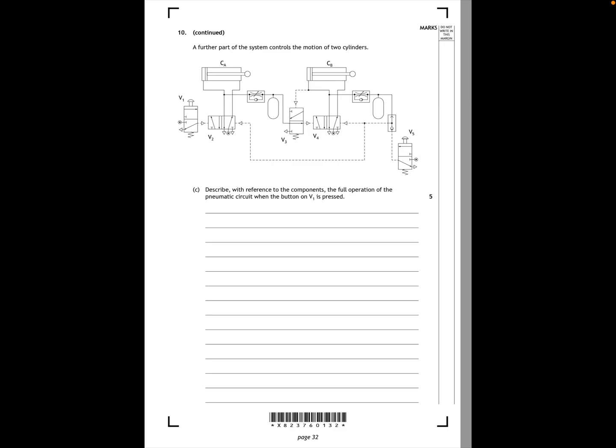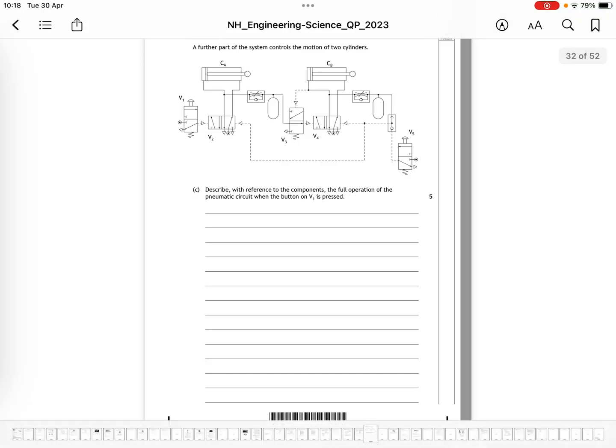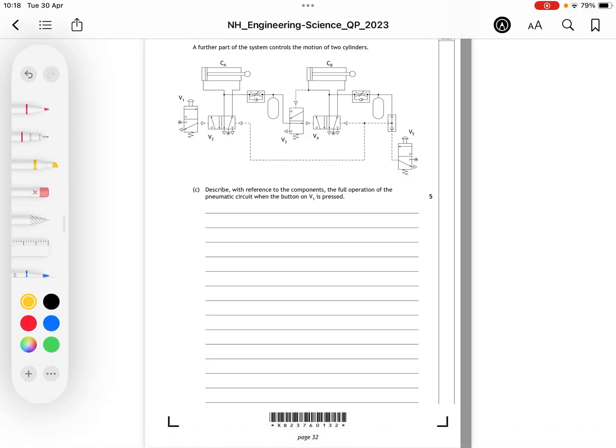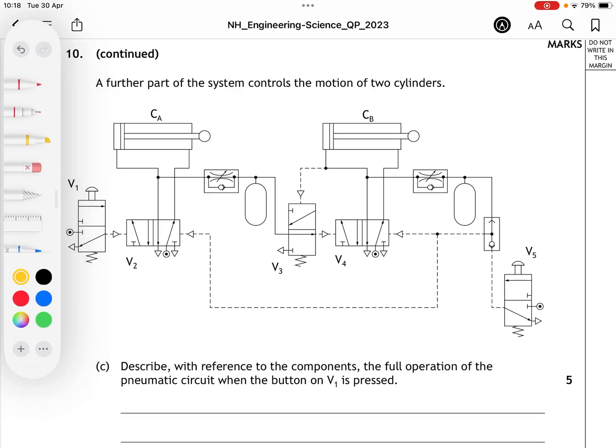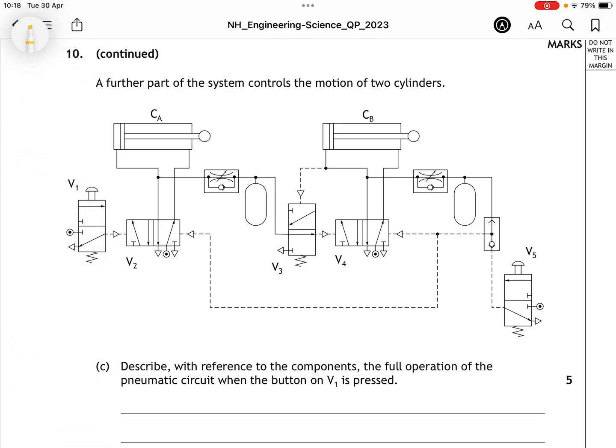This is question 10, part C from the 2023 Higher Engineering Science paper. Here we have a part of a system controlling the motion of two cylinders, and we're being asked to describe, with reference to the components, the full operation of the circuit when button V1 is pressed.